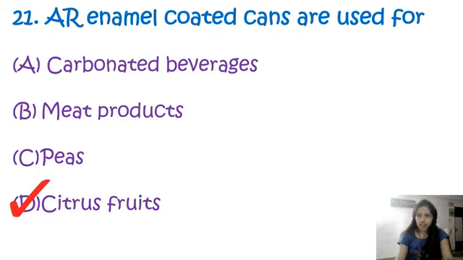So this AR enamel provides a protective barrier, which ensures that the fruit remains fresh and flavorful while maintaining the integrity of the packaging. So option number D will be my correct option.